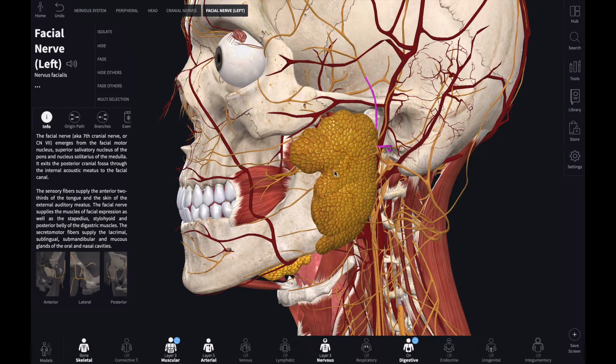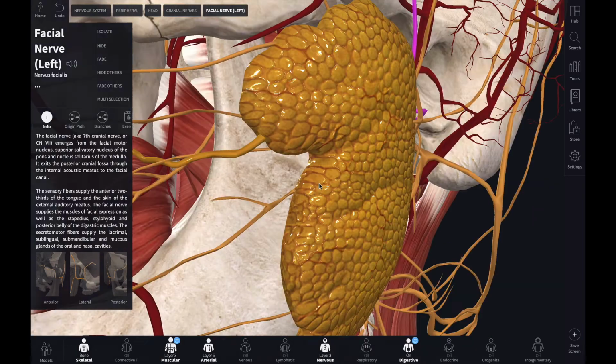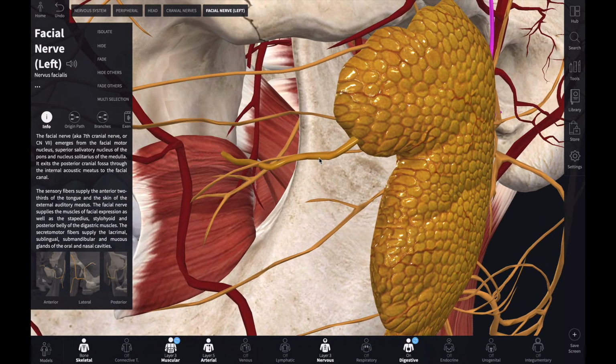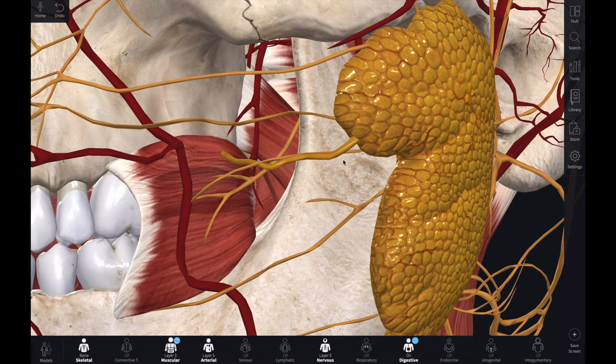Whenever there are chances of stone formation, we call it sialolithiasis. Sialolithiasis means stone in the parotid gland duct. Okay, I will show you.